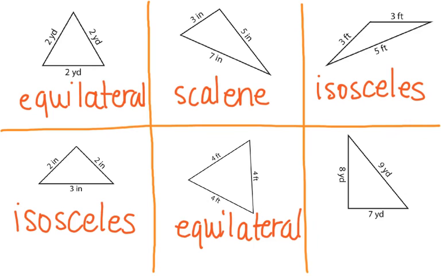All right. And finally on this page, I see a triangle with side lengths of 7 yards, 8 yards, and 9 yards. They're all different, so this would be considered a scalene triangle. All right, not too tough, right? Just, again, practicing that vocabulary, remembering which one is which. Just a matter of repetition here.